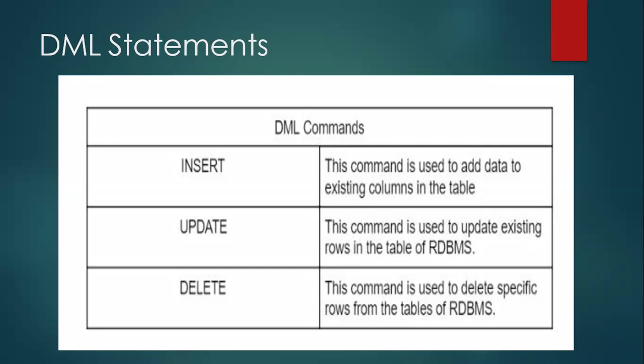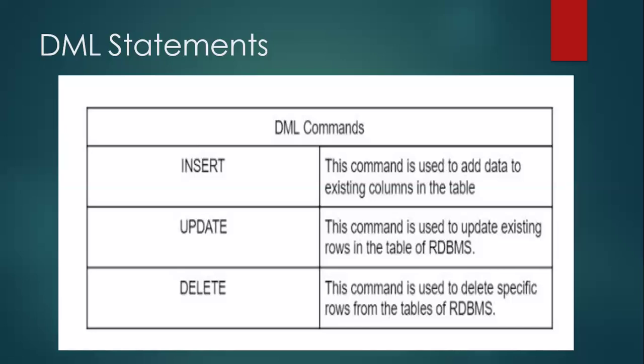transactional record of a person who deposits ₹1,000 in his bank. We want to change his city. Previously it was Delhi, and now we want to change it to Noida. So using the update command, we can change the record in the table. Then the delete command is used to delete specific rows from the table of RDBMS. Mainly, the delete command will delete the rows from the table.